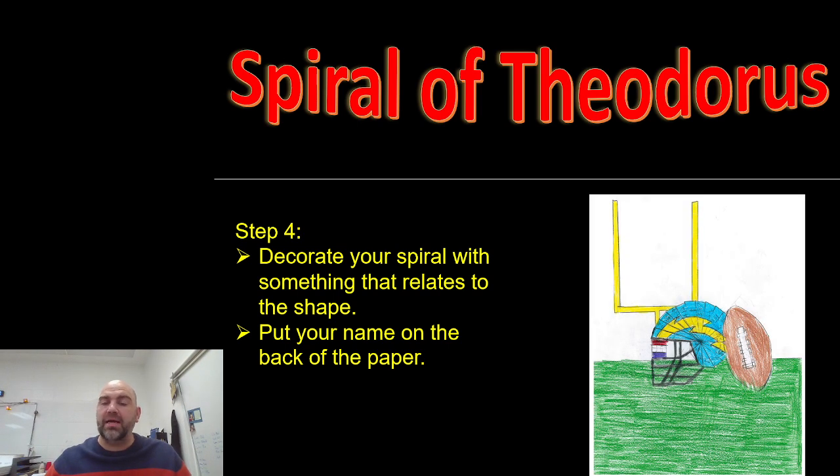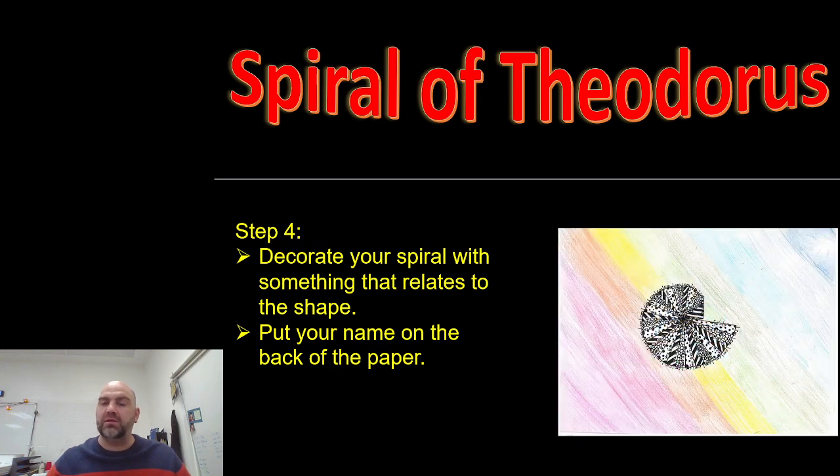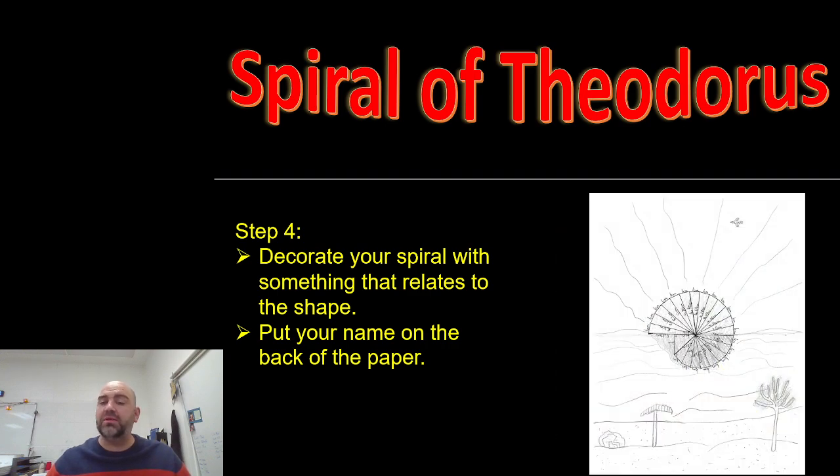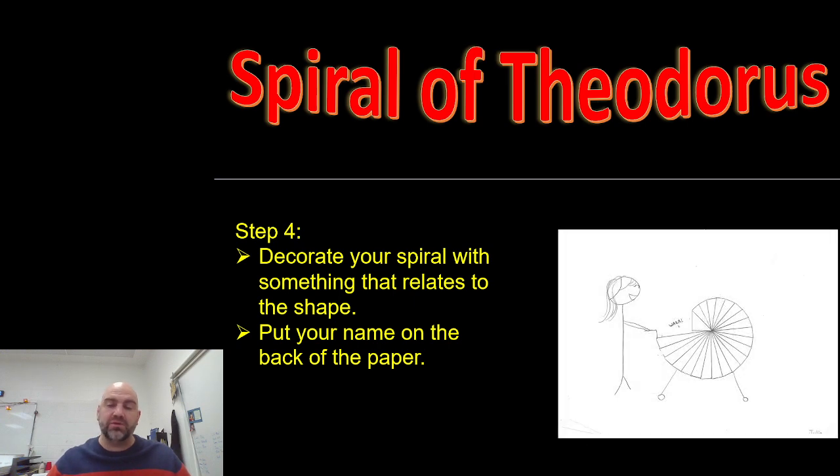And here are a couple examples that students have done in the past. This student here made a football helmet out of his spiral. This one did a nice little decoration and then did some decor in behind it. This person didn't add a lot of color, but did a little bit of shading and also decorated it as well, as it looks like a sunset or maybe a sunrise over a beach. This person made it into a stroller.